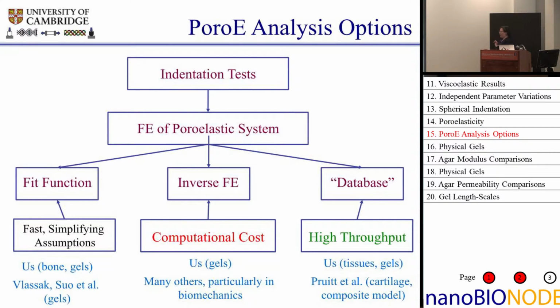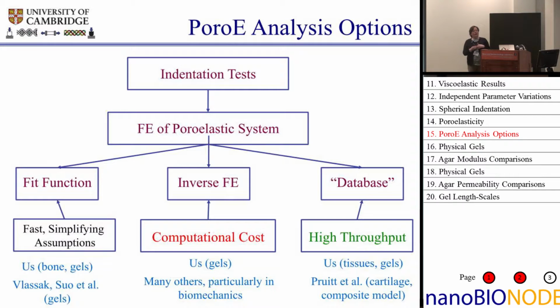But I did want to add this in because this ties in with the overall nanoHUB, in that there are different ways of doing this, and we and others have settled on three different ways that we tend to do this. We might have some sort of a fitting function that comes out of finite element models, where we can make some simplifying assumptions, and it's a really fast fit and very similar to the viscoelastic case. We can do inverse finite element, which has a computational cost, but of course is very precise.